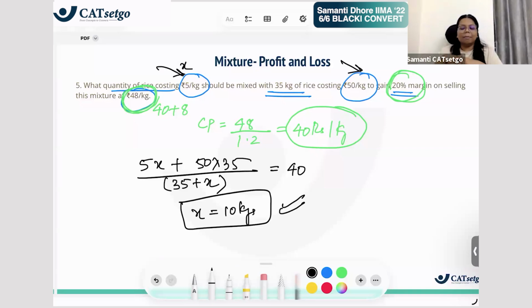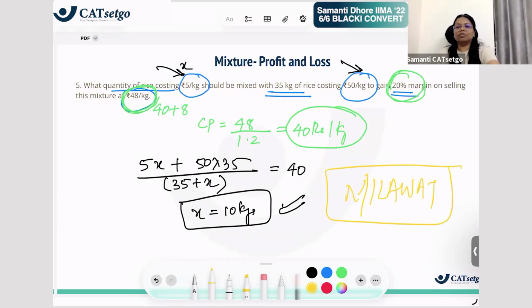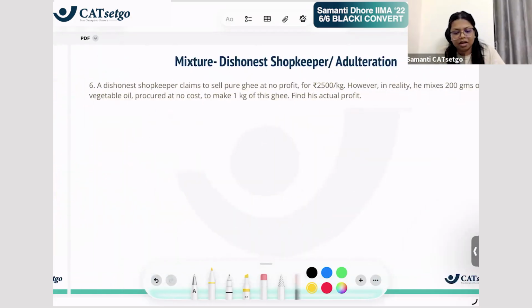This was all the base, because this is what the shopkeepers have been doing, right? So far, to gain more profit, what they're doing is they're mixing one quality with another quality to drive down the price, right? And that is exactly what we call the concept of milawat. What is milawat? Adulteration. Have you heard that concept?